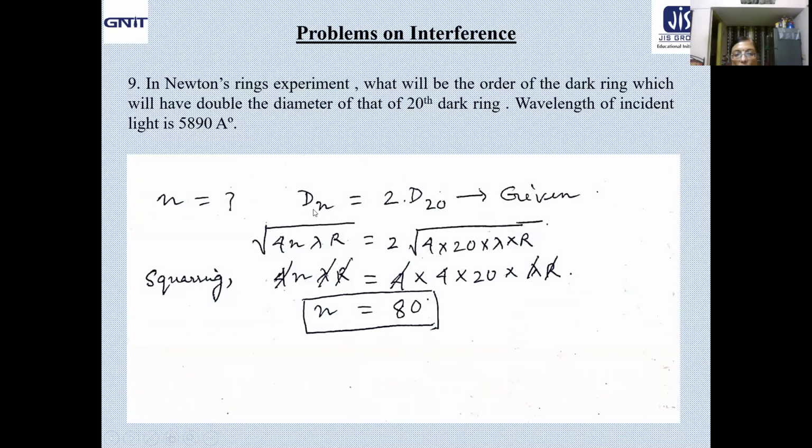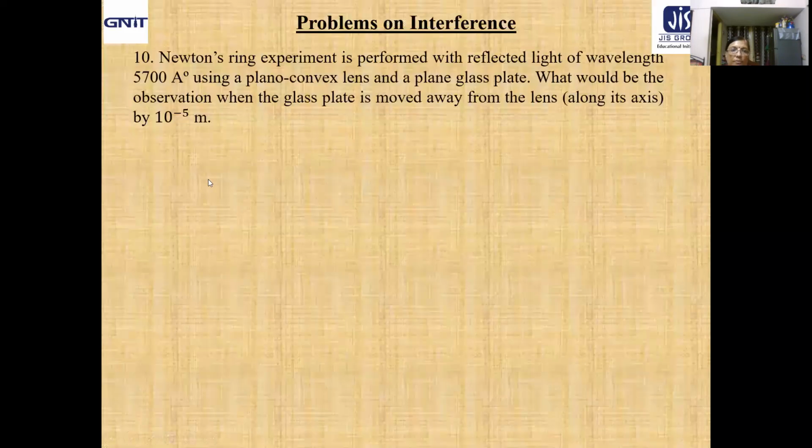Now, what about the formula for Dn? Dn is square root of 4n lambda R. It is not Dn square, according to the question, be careful. So 2 times D20, so 4n, n means 20, lambda R. So simply we will square, so you will get the value. Both sides you are taking the square root, so take the square and get the answer. Very easy one. Now look here.